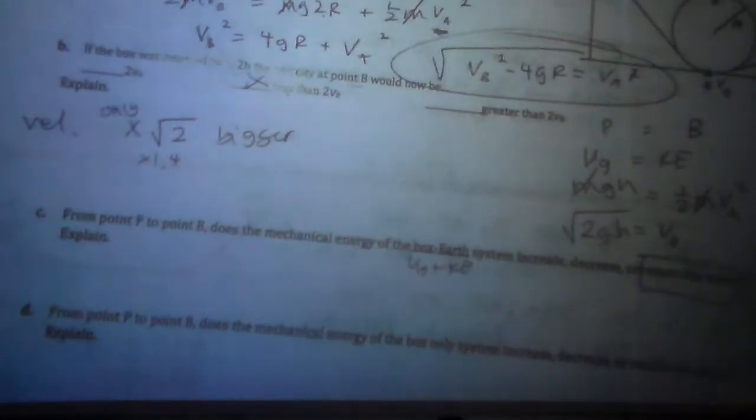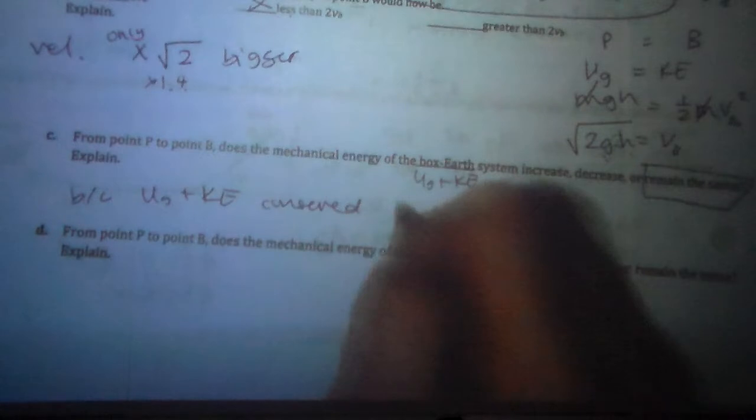From point P to point B, how does the mechanical energy of the Earth-box system, so that is both potential and kinetic, that's the total energy. This is frictionless, so it will be conserved, so it will remain the same because the potential and kinetic energy is conserved because there's no work done. So that's not a guess. Right, frictionless, gravity is included, so that's not work done.